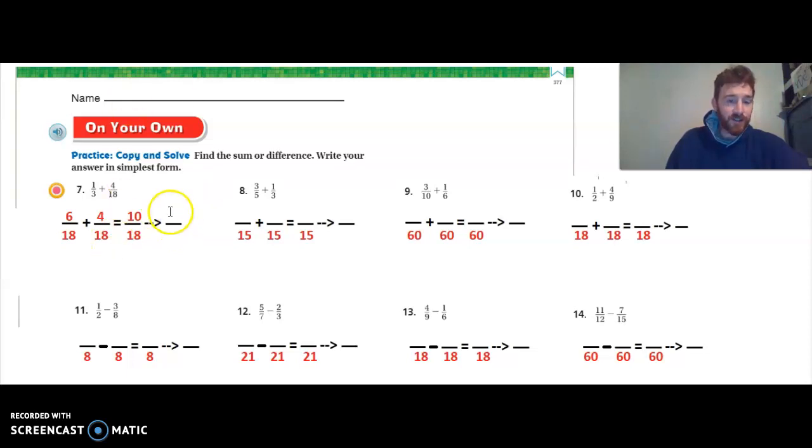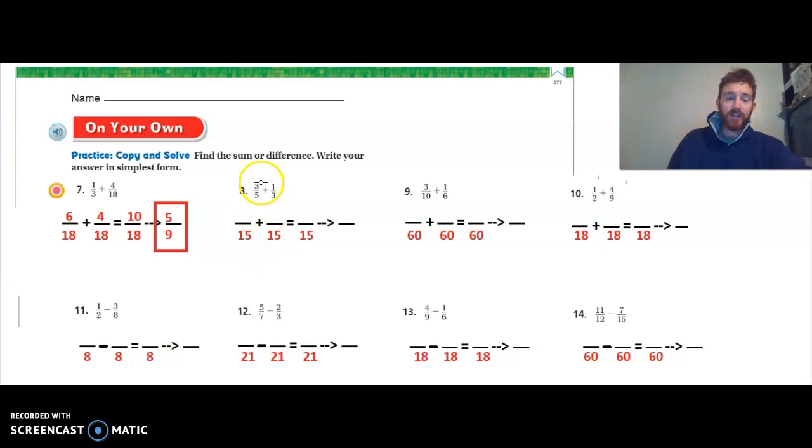And then again, it's always good to keep checking, but let's go ahead and see. If I take 10 divided by 2, that would be 5. 18 divided by 2 would be 9. Now, if I look at this, I can't divide these both by any common amount. So this is going to be my answer here. 5/9 is our final answer in simplest form. Okay, so there we go. Off to a good start.